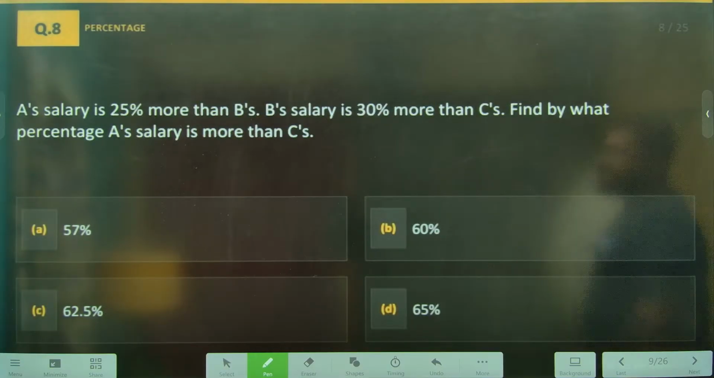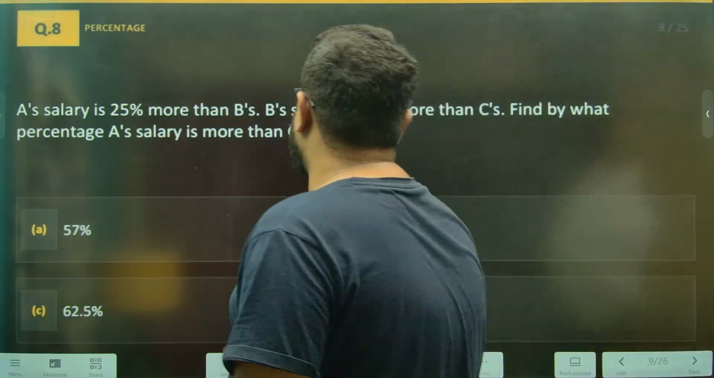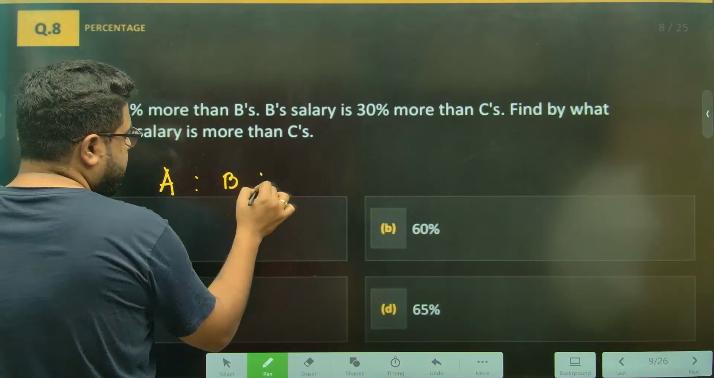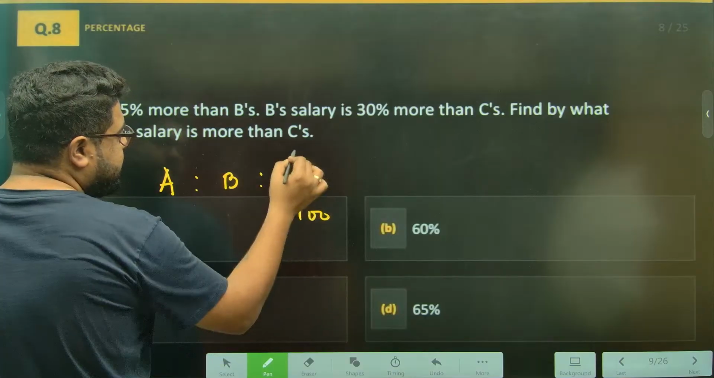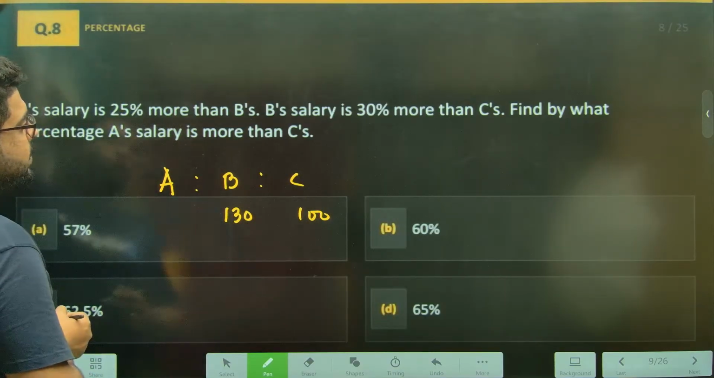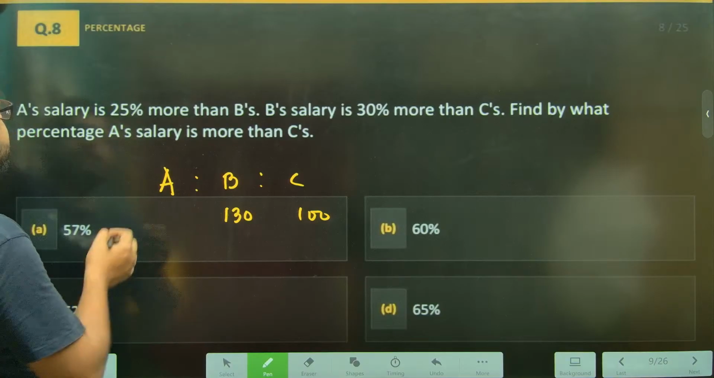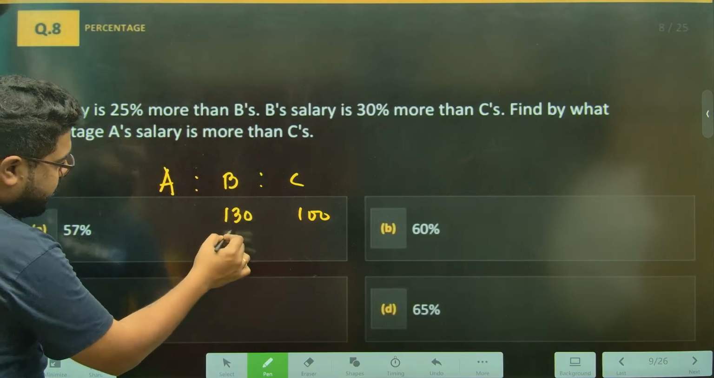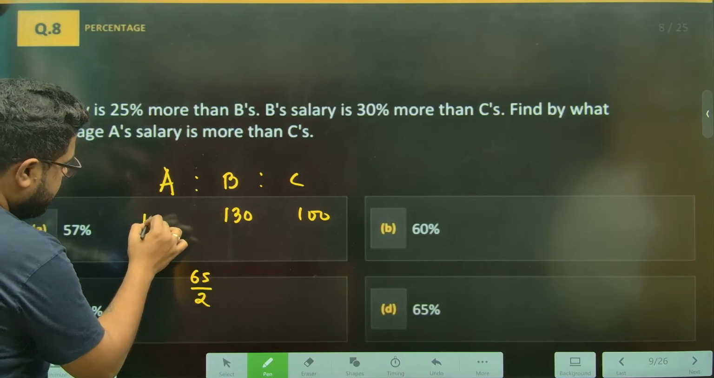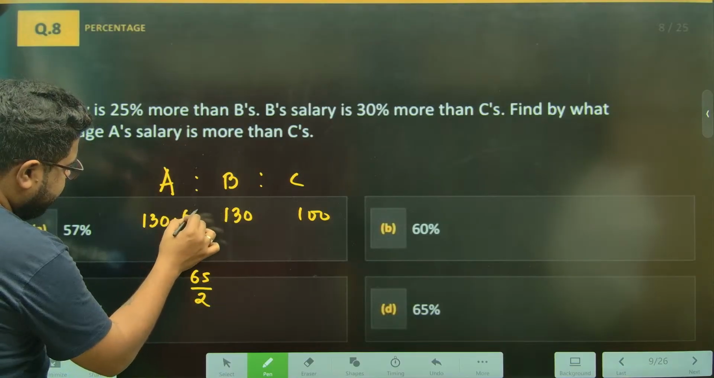Next one. A's salary is 25% more than B, B is 30% more than C. Write the ratio. C is 100, this is 130. Correct. B's salary is 30% more than C. A is 25%, 1/4 of this, meaning 65 by 2 more. So 130 plus 65 by 2.